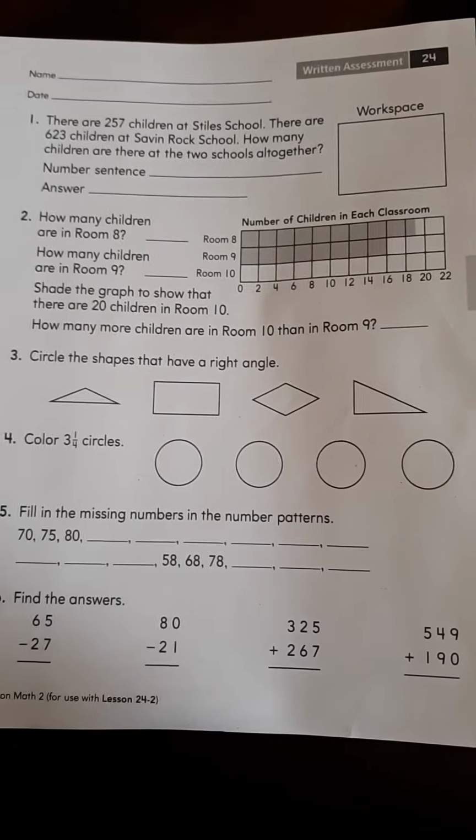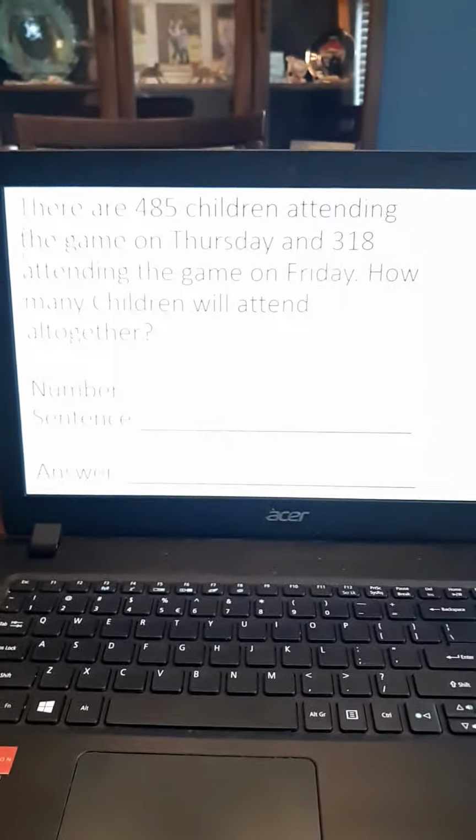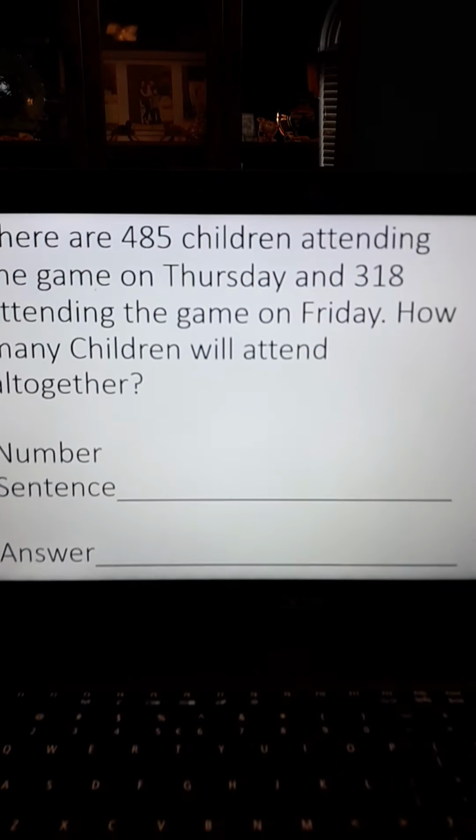So we are going to review real quickly for your test, and then we are done once you take your test. Okay, so I made a study guide that kind of goes along with it. It's very similar problems.